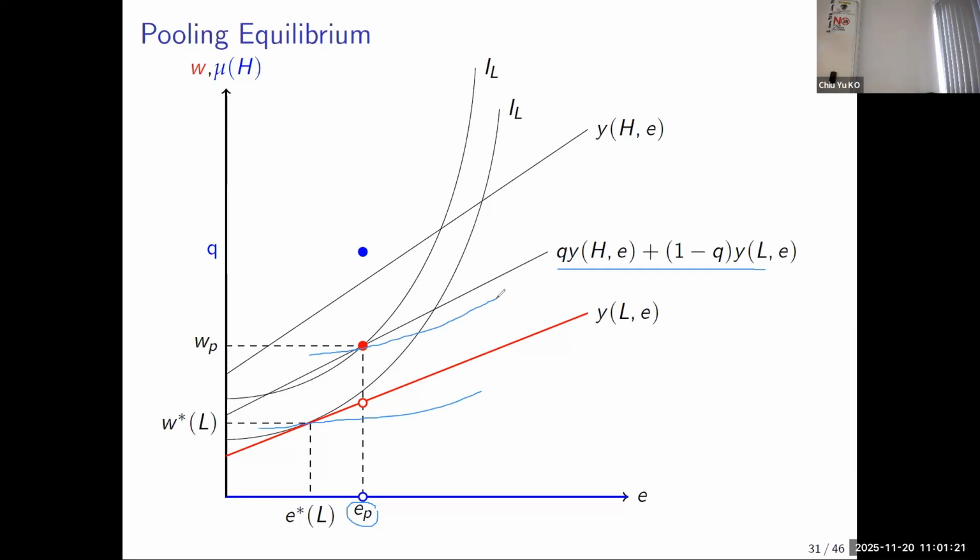But because of the way the belief is, as long as things don't cross somewhere here, there's no tendency that is the best. That's the best. Okay. Is that okay? So that's the pooling equilibrium.